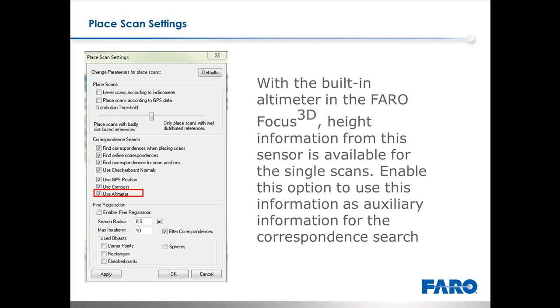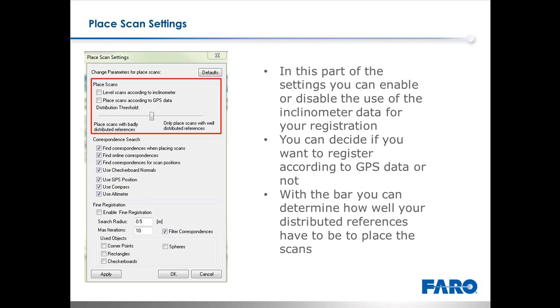With the built-in altimeter in the Faro Focus 3D, height information from the sensors is available for the single scans. Enable these options to use this information as auxiliary information for the correspondence search. In this part of the settings you can enable or disable the use of the inclinometer data for your registration. You can decide if you want to register according to GPS data or not. With the bar you can determine how well distributed your references have to be to place the scan.